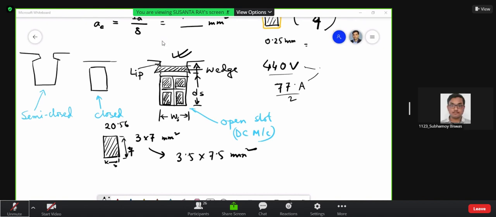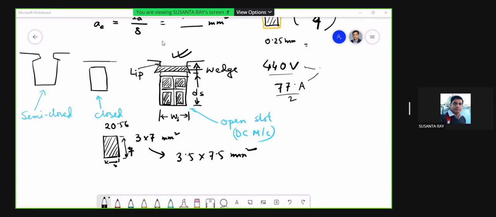Sir, from the conductor area, is there any criteria to choose the length and the breadth? No, there is no guideline for the aspect ratio, but ultimately there will be some check.